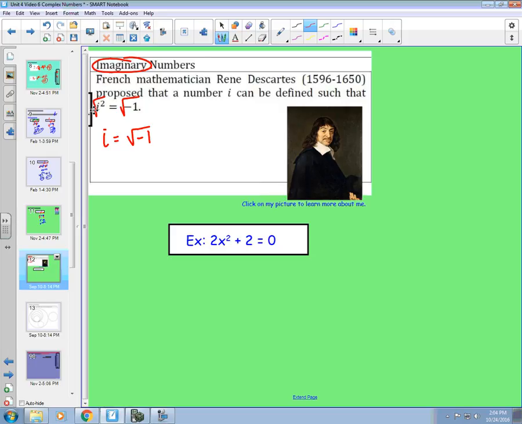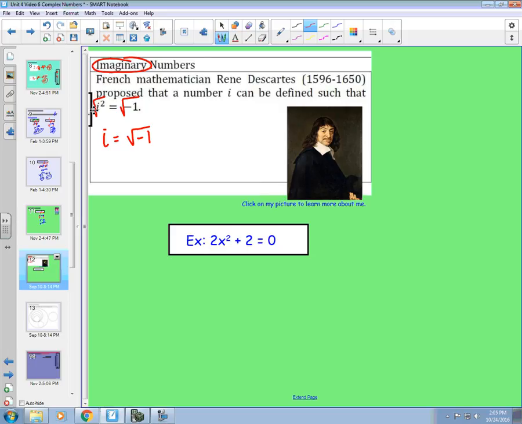Now, when he started doing this, there wasn't a ton of application for it, but later when people started working with electricity, they found out that imaginary numbers actually do play a part in electricity and a lot of stuff with circuits, and it's very useful. We wouldn't have all the technology we do today without these imaginary numbers. So we can still solve if we get something with a square root of a negative.